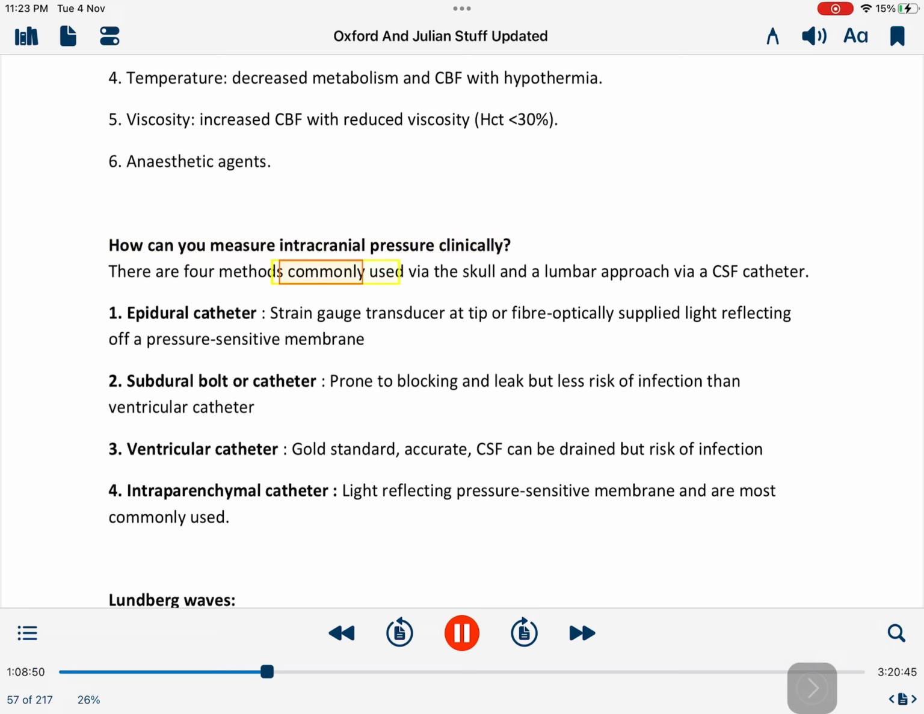How can you measure intracranial pressure clinically? There are 4 methods commonly used via the skull, and a lumbar approach via a CSF catheter. 1. Epidural catheter: strain gauge transducer, or a tip or fiber optically supplied light reflecting off a pressure-sensitive membrane. 2. Subdural bolt or catheter: prone to blocking and leak.